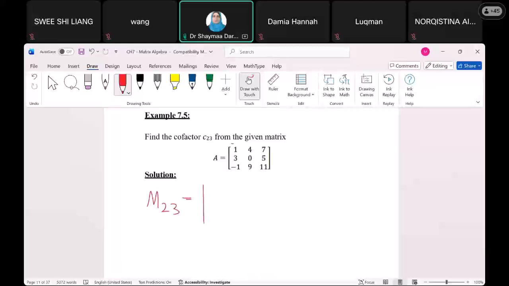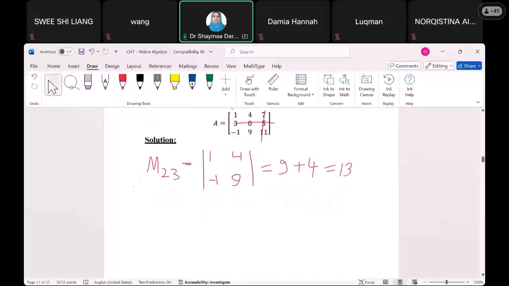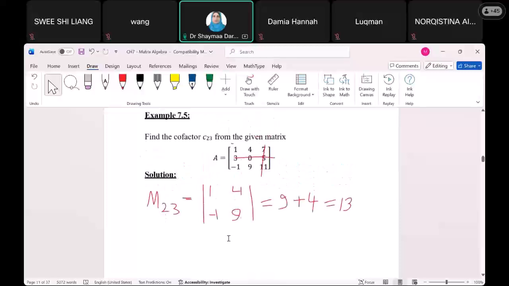For the minor, I have to cancel the second row with the third column. So the determinant is 1, 4, minus 1, 9. It will be equal to 9 minus 4 times minus 1, which becomes plus 4, equal to 13. So 9 minus 4 equal to 13. But I need not the minor, I need the cofactor.